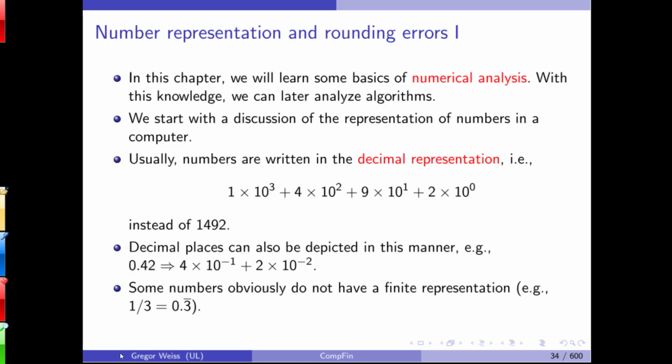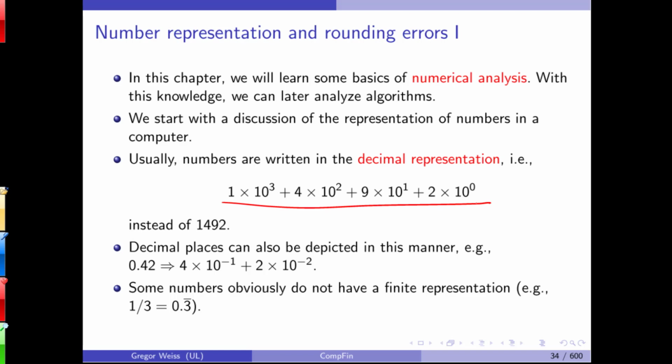Okay. So let's talk about some basic rules and some basics in numerical analysis. First, we'll start again with the decimal representation. As you can clearly see, if you have a number 1492 in the decimal system, it's represented as 1 times 10 to the third, plus 4 times 10 squared, plus 9 times 10, plus 2 times 10 to the 0th power. Decimal places can also be represented in this way. You just take 10 to the minus 1st power and so on, minus 2nd power.